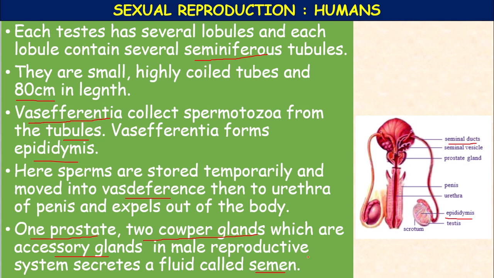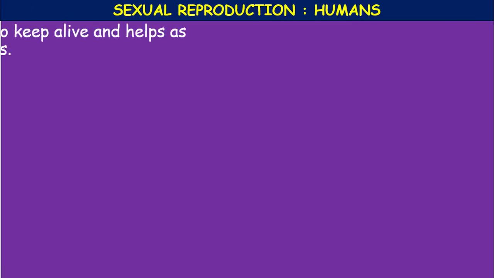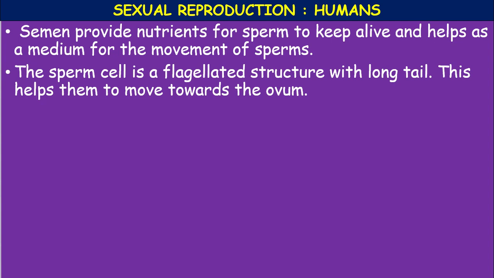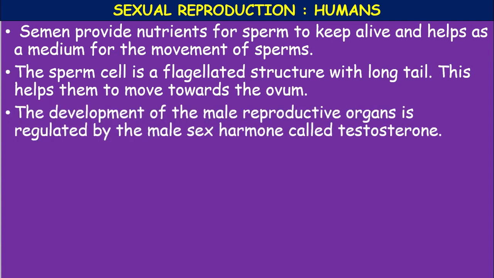The semen helps the spermatozoa to survive, and also this semen acts as a medium for the movement of these spermatozoa. Okay, the semen provides the nutrients for the sperm, and the sperm cell is a flagellated cell that helps to move to the ovum.